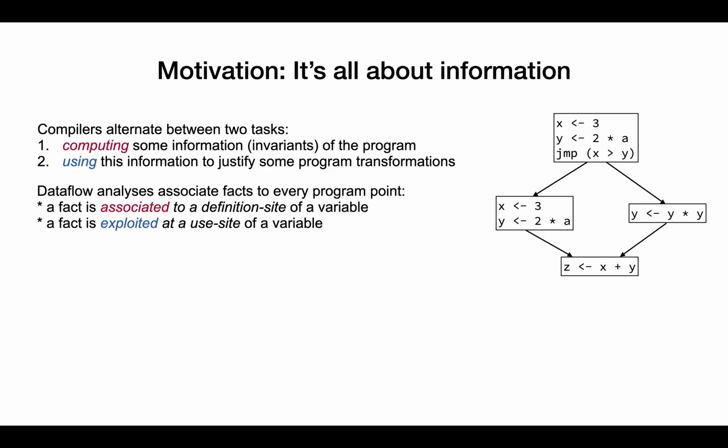What is a compiler about? It's essentially a two-fold task. Compiling is about computing some information, some invariants about the program, and more specifically information about program points of the program, which is what we usually call data flow analysis. And the counterpart is to use this information in order to justify some program transformation, hopefully some optimization on average, that are semantically correct because in this specific case, we know some information about the program we are transforming.